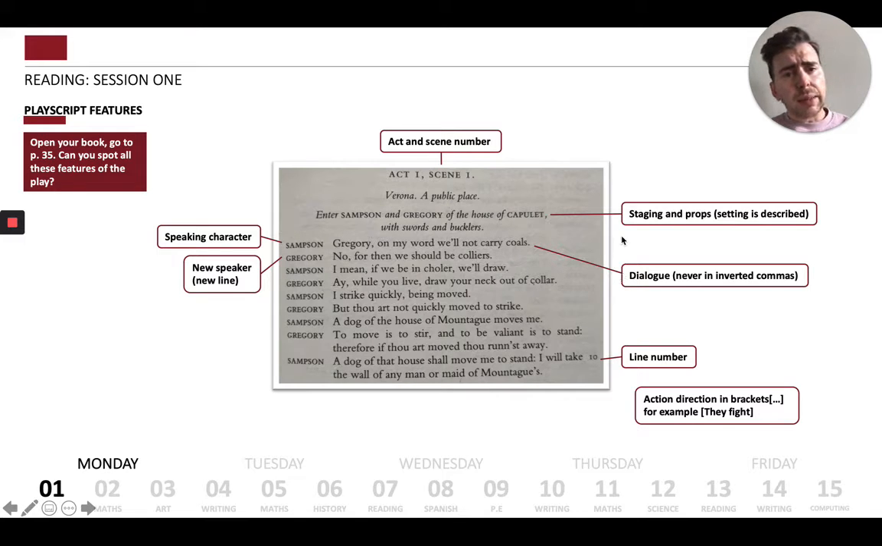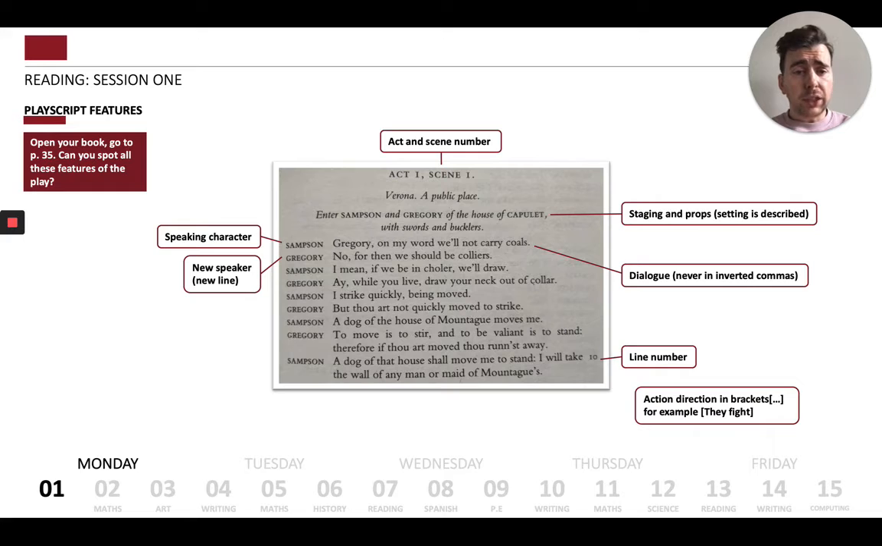And if the play requires anyone to carry things, any swords or food or things like that, then they would be called props. And it tells you exactly what they need to carry into that scene at the top here, written in italics. So we know that this scene begins with Samson and Gregory of the House of Capulet, and they're carrying swords and bucklers. Now, it's quite helpful to sometimes look at a line in the play and work out where it is. And so there's really handy line numbers down the side there. I won't say much more about that.